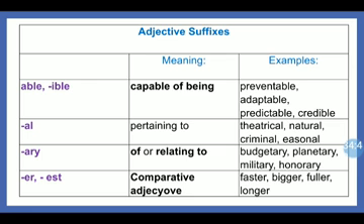We also have a set that ends with al, and it means pertaining to. Pertaining to. Natural, pertaining to nature. Criminal, pertaining to crime. Seasonal, pertaining to a season.